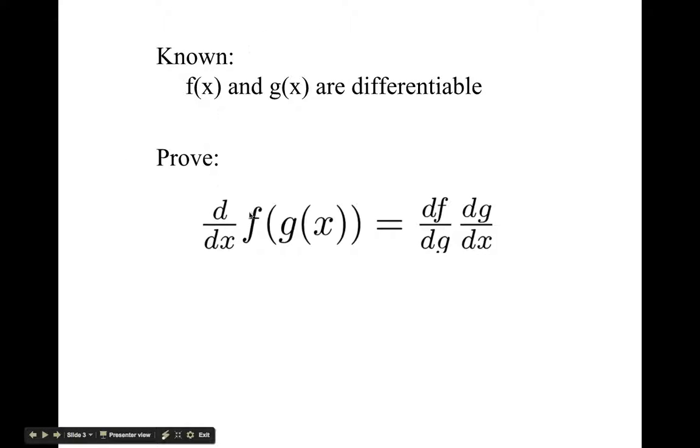So this is the beginning and the end of what our proof is going to look like. We really don't know much besides the fact that f of x and g of x are differentiable, and perhaps that x is an element of the set of real numbers. And from this information, we are setting out to prove that the derivative of f of g of x is the derivative of f with respect to g times the derivative of g with respect to x. Again, just the chain rule.